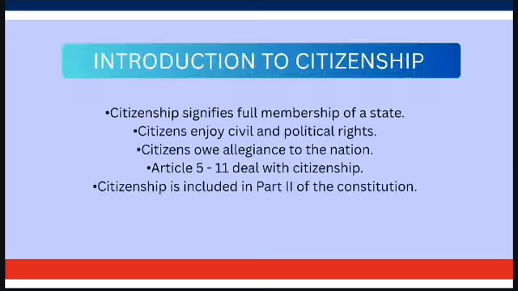Basically, citizenship refers to the legal relationship between an individual and a state. It signifies full membership of a country. A citizen enjoys certain rights and privileges granted by the state and in return owes loyalty and allegiance to the nation. In India, citizenship is dealt with in Part 2 of the Constitution, covering Articles 5 to 11.